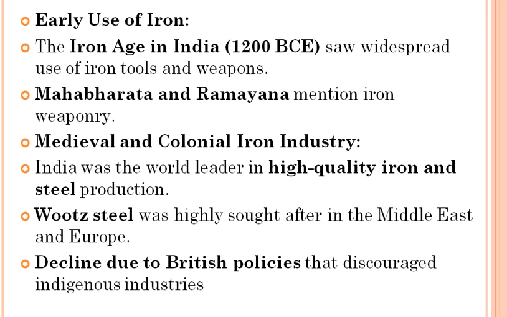Early usage of iron happened around 1200 BC, seeing widespread use of iron tools and weapons. The Mahabharata and Ramayana mention iron weaponry used during war. Medieval and colonial iron industries were developed, producing high-quality iron and steel in India. Wootz steel was highly sought after in the Middle East and Europe.